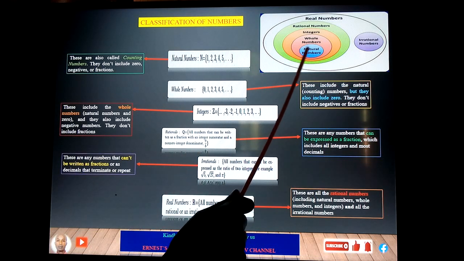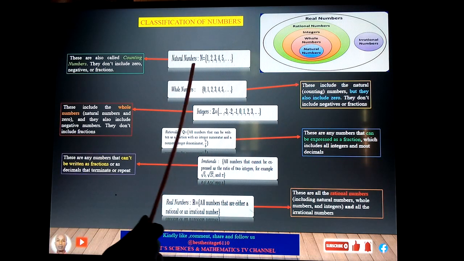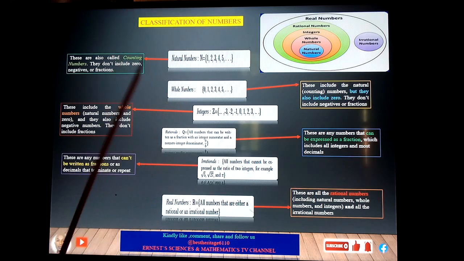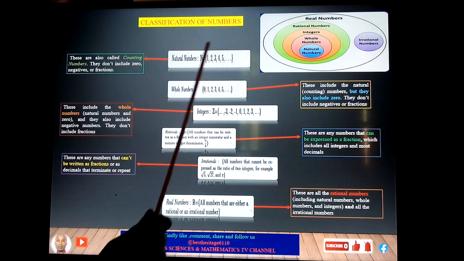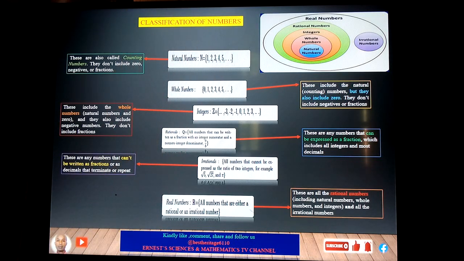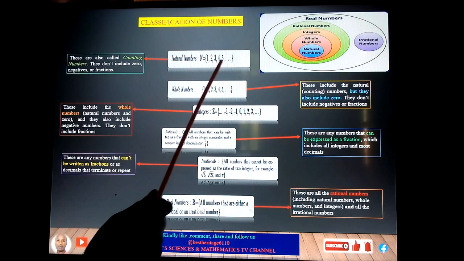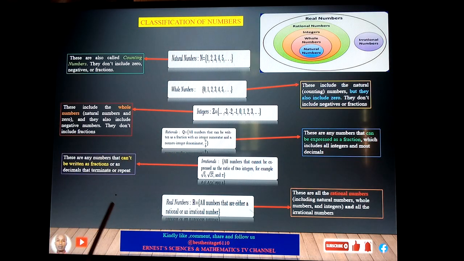So if you talk about, from the innermost part, the concept of natural numbers, these are basically regarded as counting numbers, but of course they do not include zero, negatives or fractions. And these numbers can be illustrated as such. So it's a range of numbers which can be denoted as N, ranging from 1 to, of course, infinity, but they do not contain zero, negatives, or fractions.